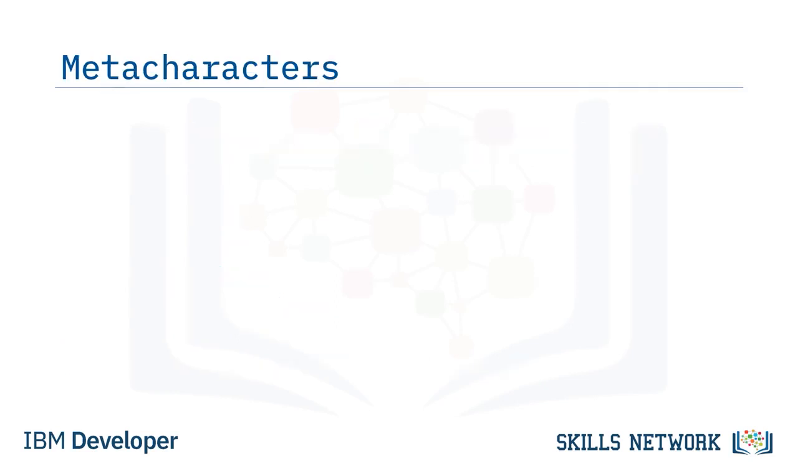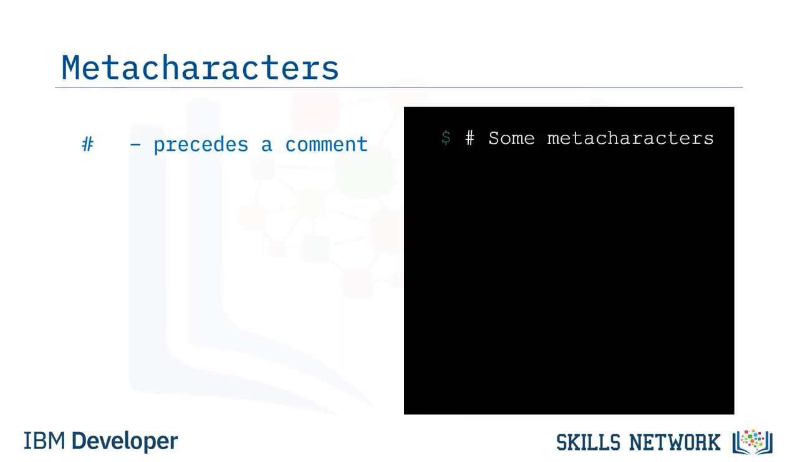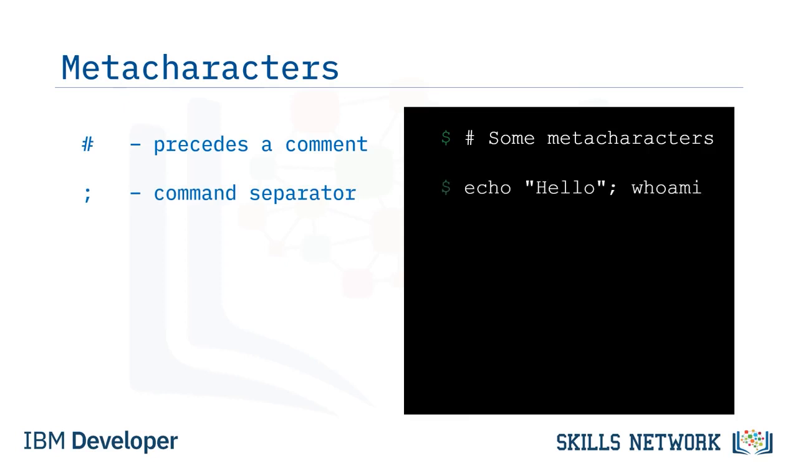Metacharacters are special characters that have meaning to the shell. The pound symbol is used to include comments which are ignored by the shell. For example, this comment does not return anything. The semicolon is a metacharacter used to separate commands typed on the same line. For example, these two commands return their outputs on two lines like this.